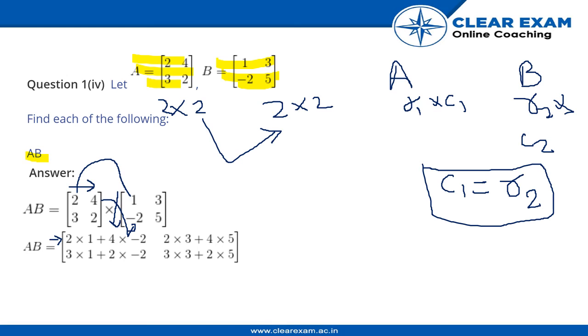I hope you all are getting it. Let's see for another element. For this element, what do we do? We multiply 2 into 3 and 4 into 5. For the third element, what do we do? We multiply 3 with 1. The first, let me erase it, otherwise it will get very problematic. Yeah, let me erase this one.